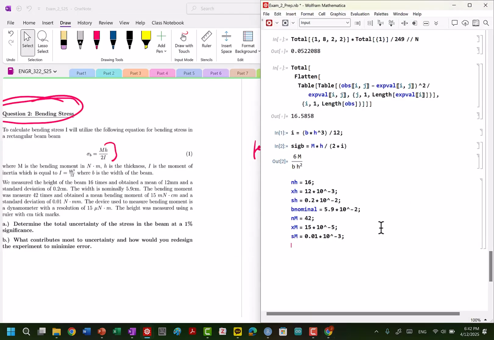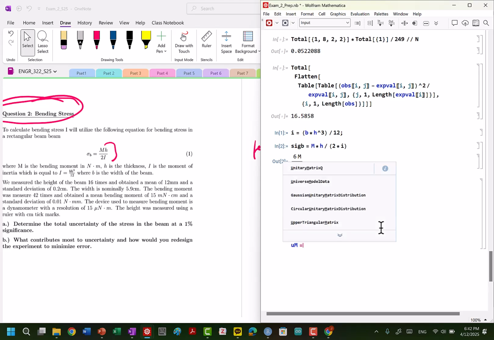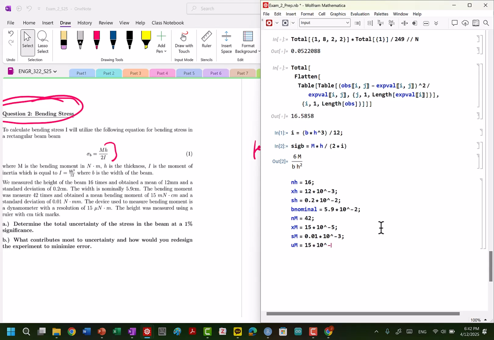So S_M, we've got that. The device used for the moment was a dynamometer, so the uncertainty in the moment is going to be equal to 15 times 10 to the minus 6. Then there's some uncertainty in the height, which basically equals 1 times 10 to the minus 2. The height was measured with this, and I'm going to include that for the width as well.